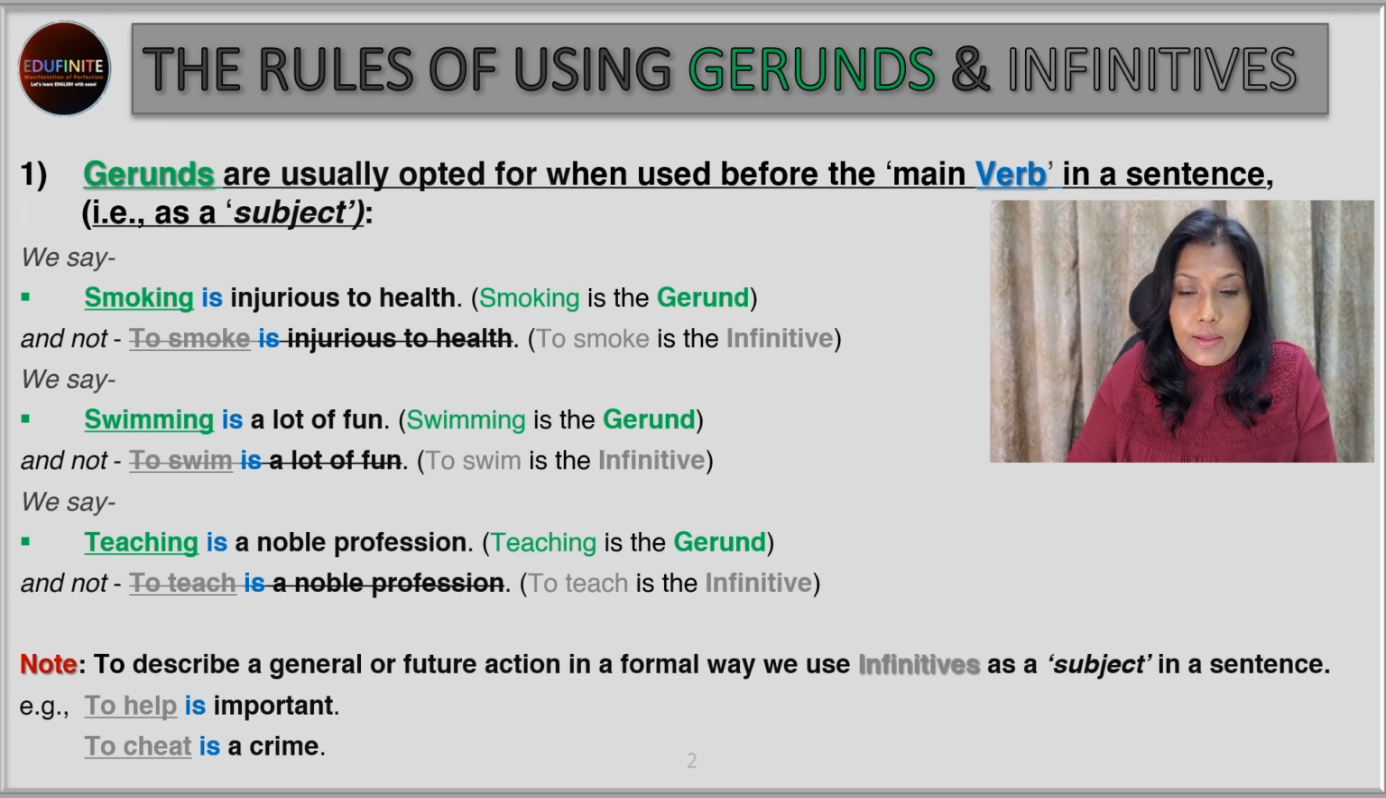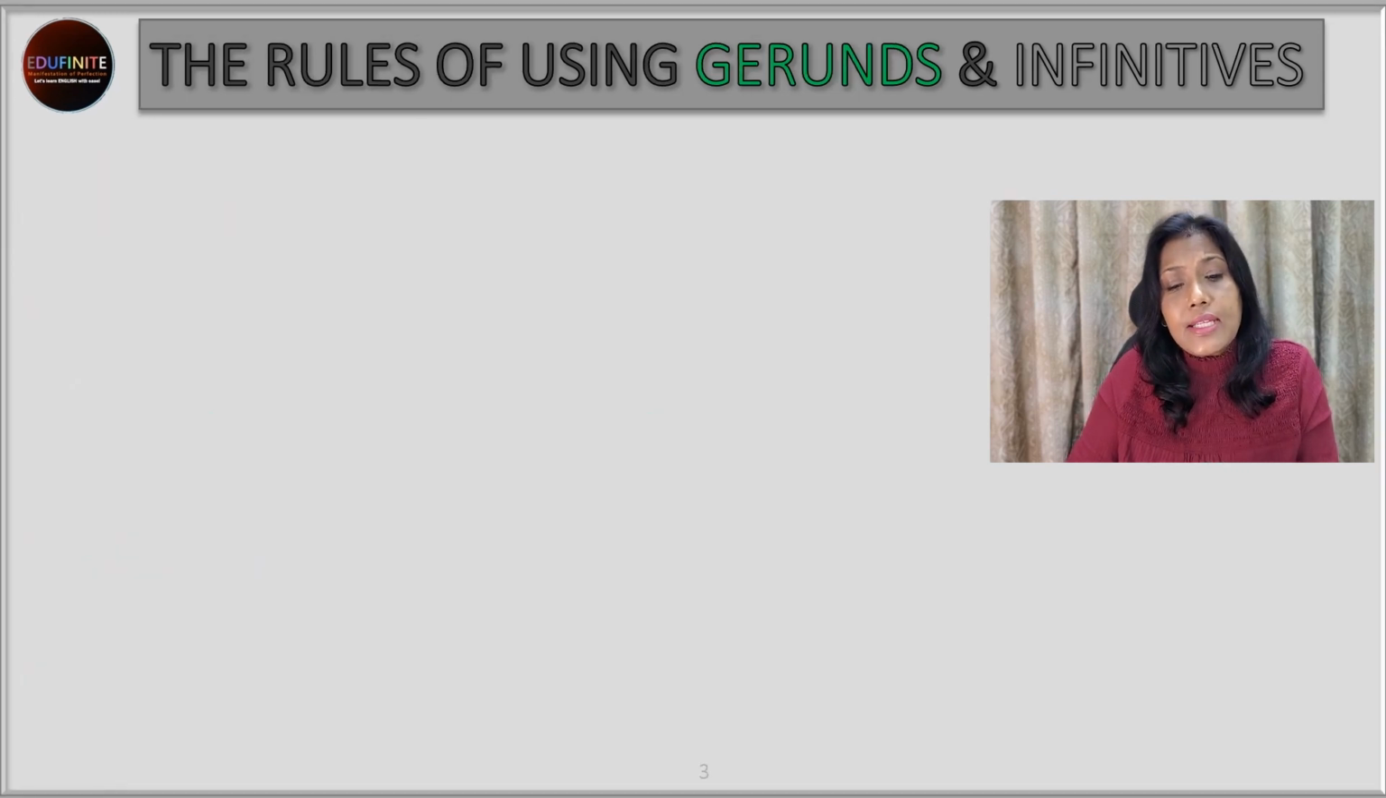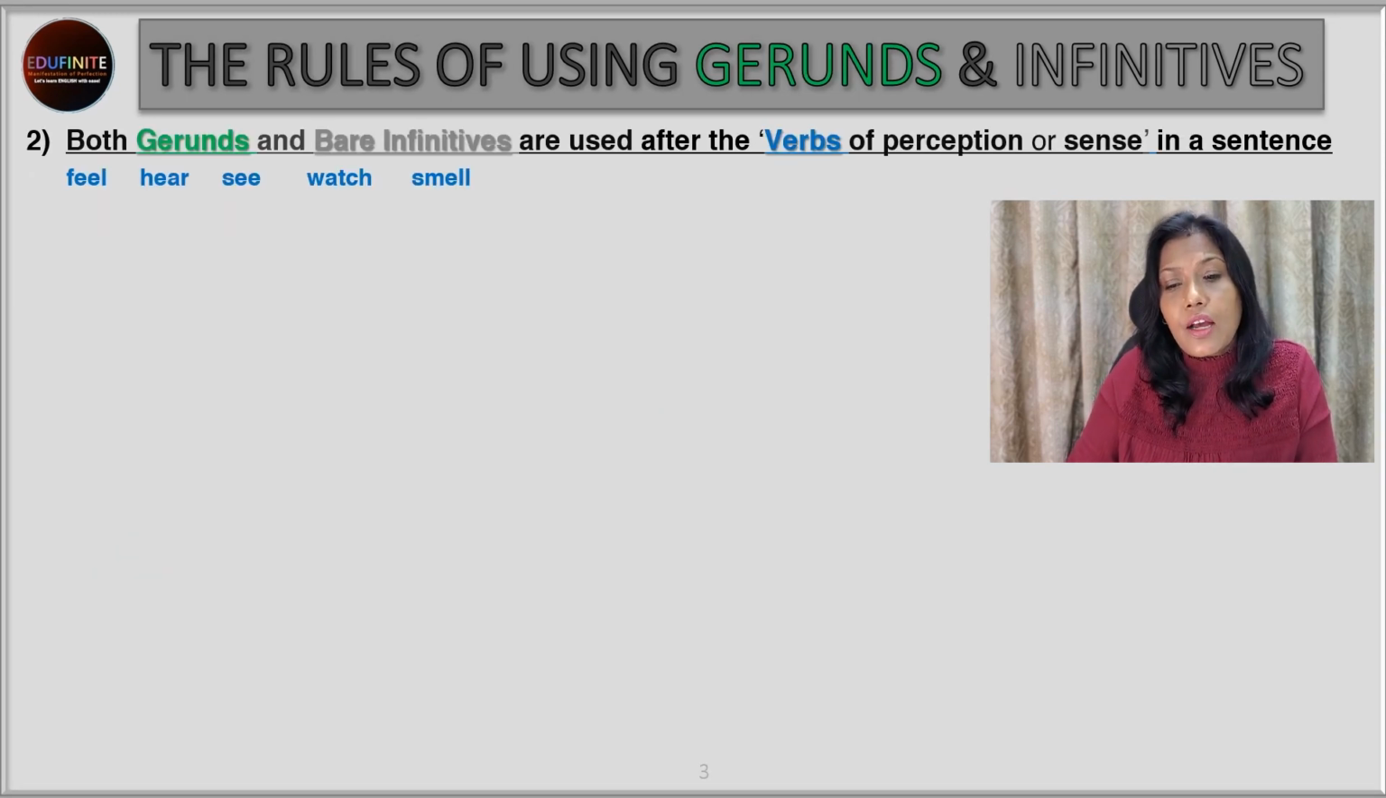Well, the next one. Both gerunds and bare infinitives are used after verbs of perception or sense in a sentence. So words of perception or sense, that is feel, hear, see, watch, smell. So after these verbs of perception, we usually use the gerunds or the bare infinitives. Now, what is a bare infinitive? A bare infinitive is an infinitive without its to. That means we just have the main verb.